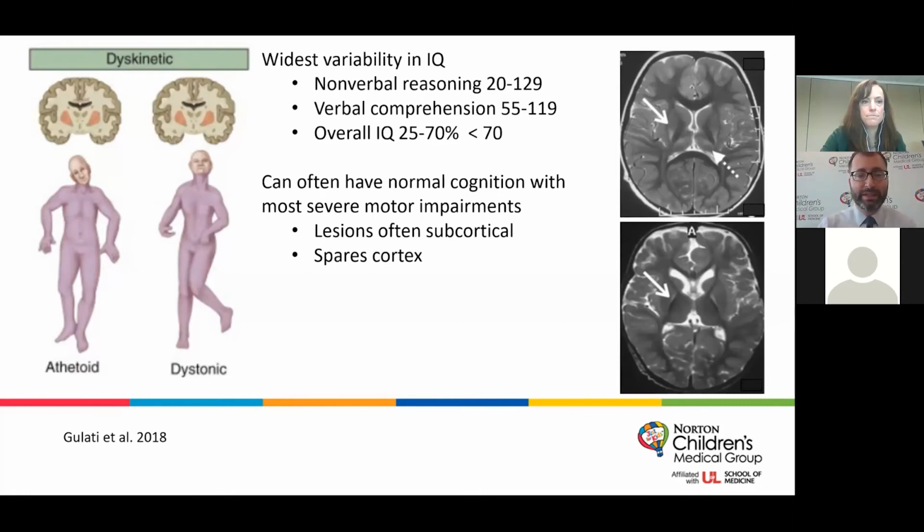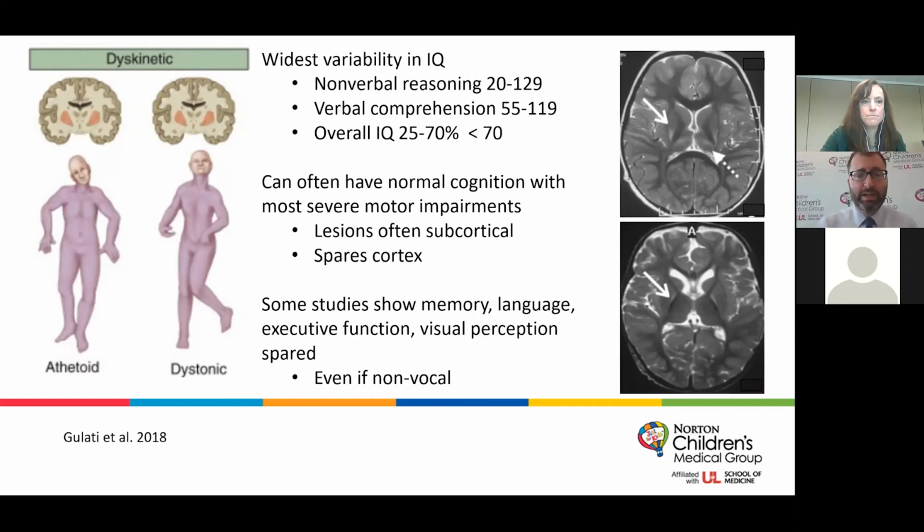And what's really key though to recognize is that many will have normal cognition, even with really severe motor impairments. That's because the deep part of the brain's involved, not the cortex, not the thinking part of the brain as much. And so recognize that a patient may actually have much higher intellect than you may think the first time you examine them just because of their motor impairments. And a lot of studies have shown that even in patients who are nonverbal, if you use adaptive functioning testing, they may have normal memory, normal language, normal executive function, normal visual perception. So there's a lot of other domains involved that they have normal intellect in.